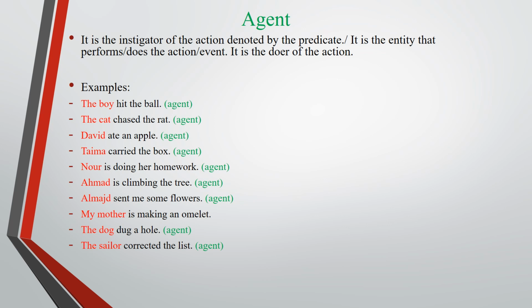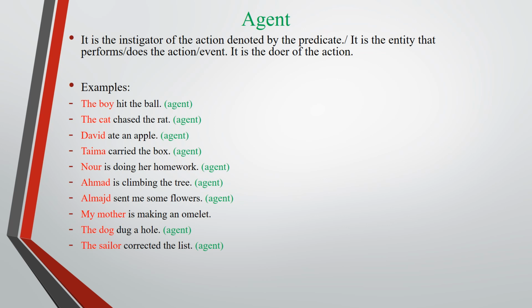The first semantic role is agent. An agent is the instigator of the action denoted by the predicate, or it is the entity that performs or does the action or event. An agent is the semantic role of an entity that is the doer of the action or the event. For example, the boy hit the ball. The argument in this sentence, which is in red, the boy, is the agent.